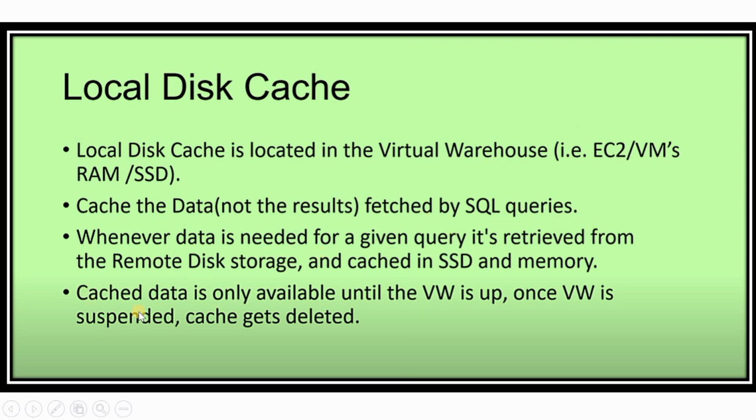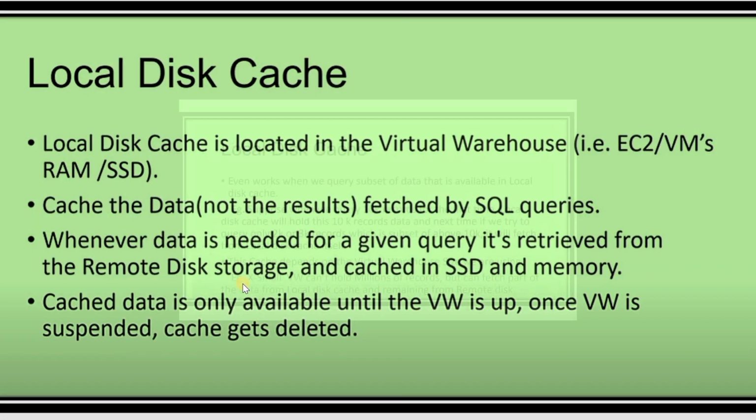Cache data is only available until the virtual warehouse is up. This is a drawback of the local disk cache: the cache data will be available to the user only until the warehouse is up and running. If the warehouse is suspended, the local disk cache will be deleted. So the warehouse must be running, and if it is suspended, then the cache data will be deleted. That's a drawback of this local disk cache. Okay, so let's see some more points.